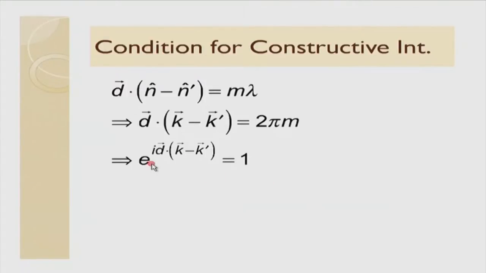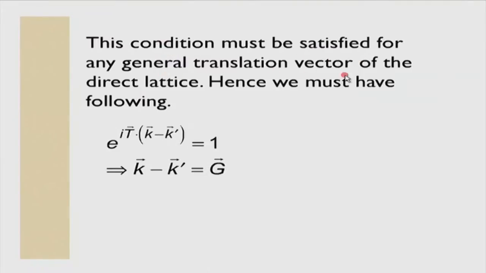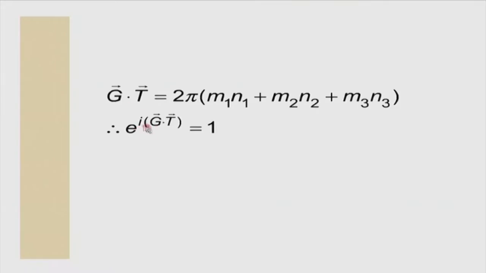All right. It means this condition must be satisfied even when d is replaced by t, where t is any translation vector of the direct lattice. This condition must be satisfied for any general translation vector of the direct lattice. Hence, we must have e raised to the power i t dot (k minus k prime) equal to 1. Now, if you remember when we talked about the properties of the reciprocal lattice, we said that e raised to the power i g dot t turns out to be equal to 1. So, if I want this condition to be satisfied, then all that you want is that k minus k prime should be equal to a translation vector of the reciprocal lattice. That is what is important.